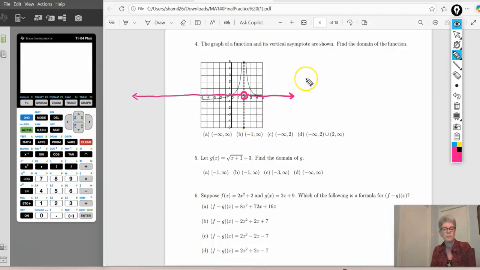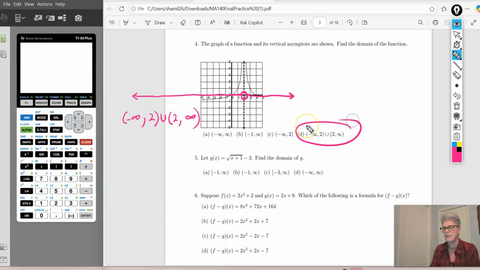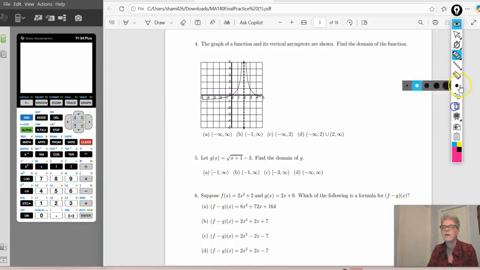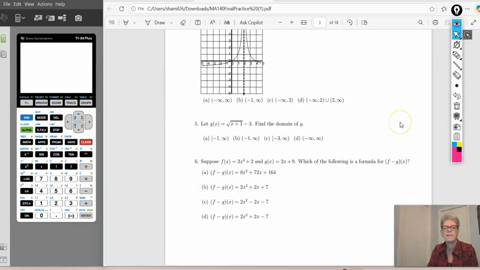So what I've drawn there in red, again, is the domain. If I read that off from left to right, we're coming in from negative infinity, and we're going all the way up to, but not including 2. So we have to jump over 2. Okay, so that's the answer for that one. Okay, let's keep going.